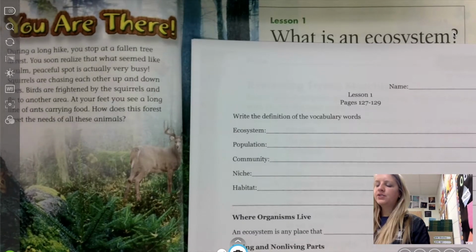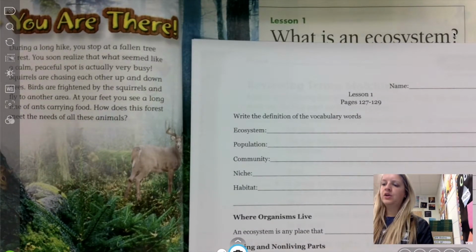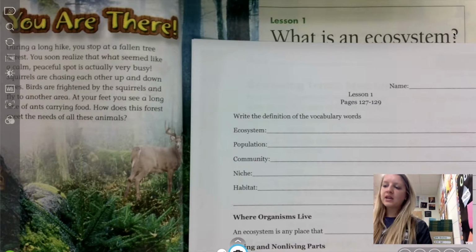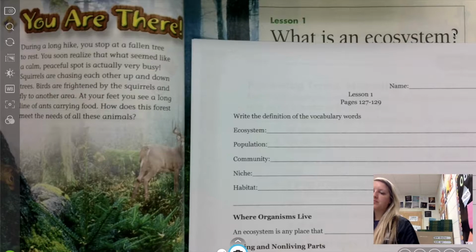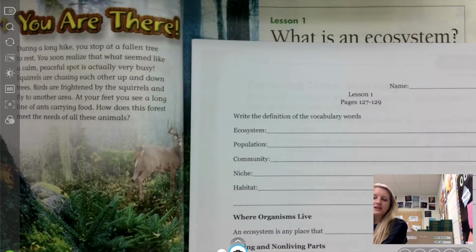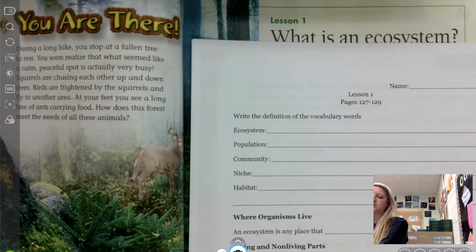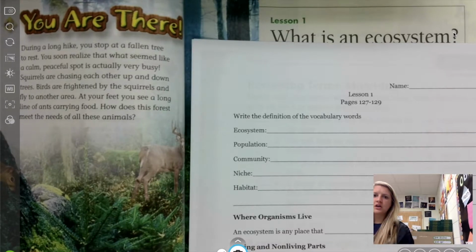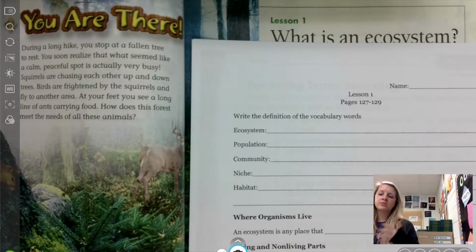During a long hike, you stop at a fallen tree to rest. You soon realize that what seemed like a calm, peaceful spot is actually very busy. Squirrels are chasing each other up and down trees. Birds are frightened by the squirrels and fly to another area. At your feet, you see a long line of ants carrying food. How does this forest meet the needs of all the animals? So as we look, we're going to be looking at how all the needs of the plants and animals in their spot need to be met.